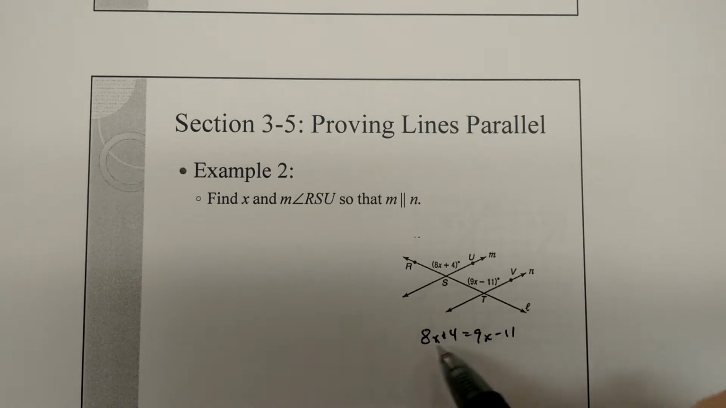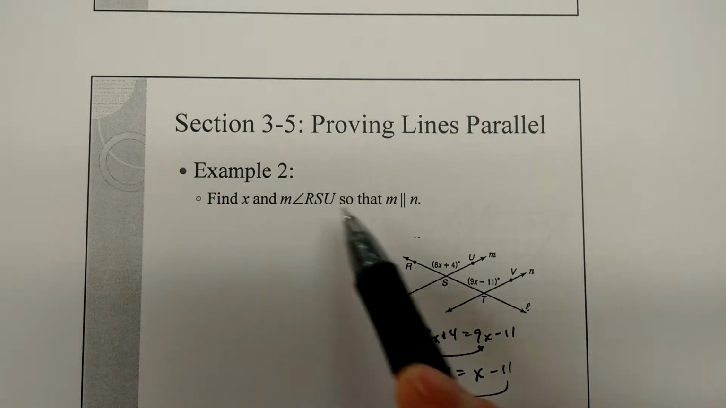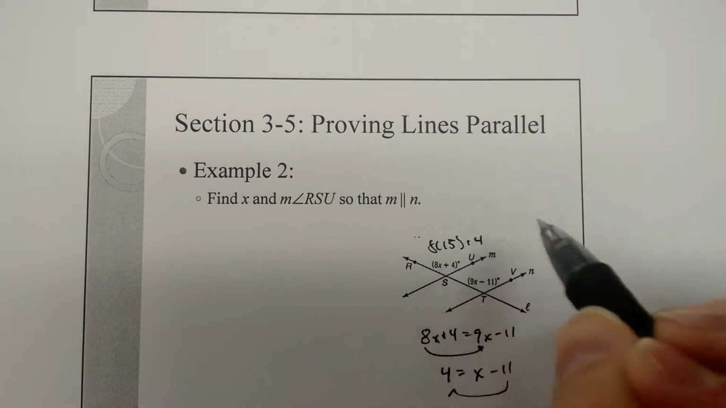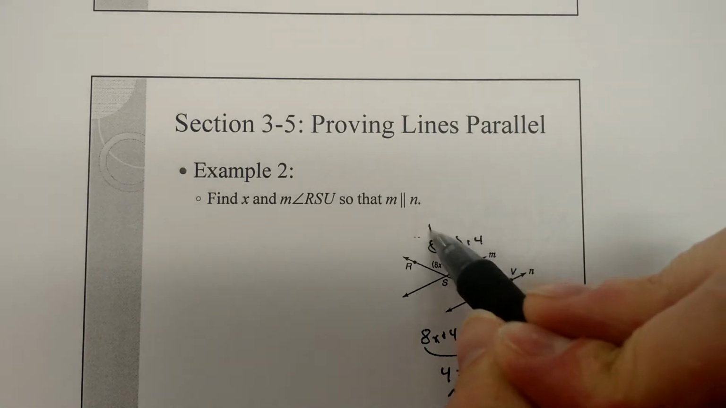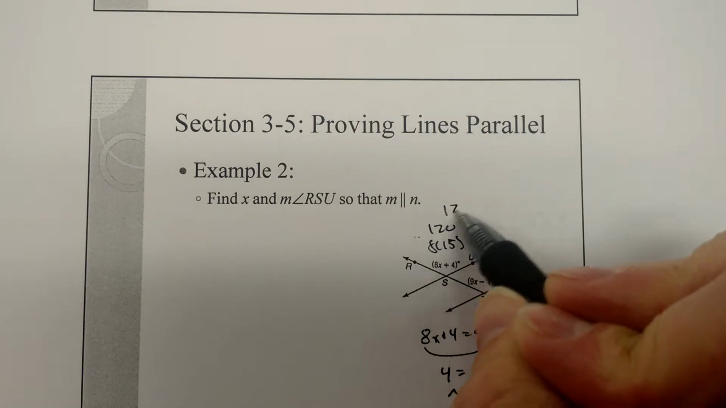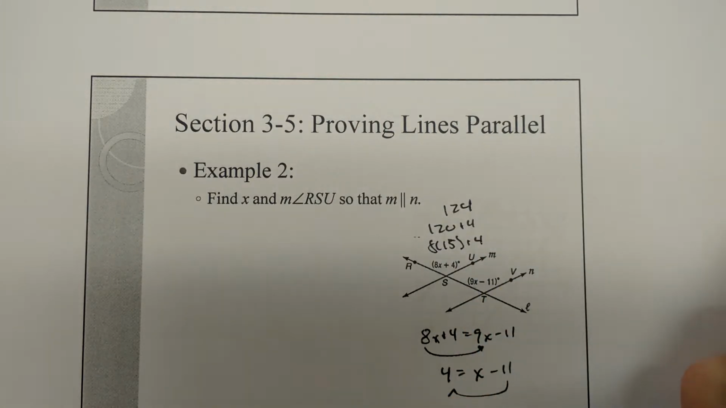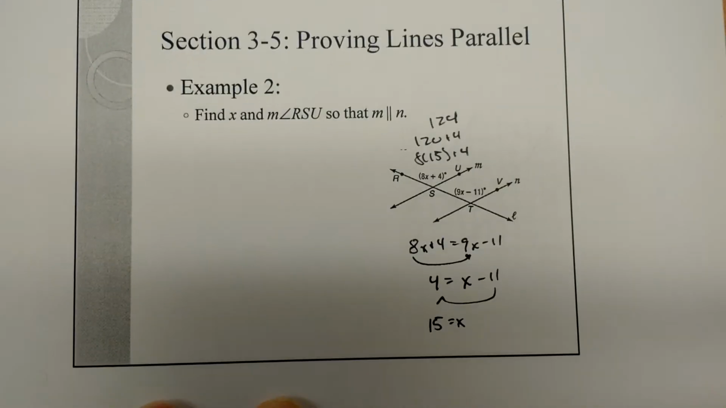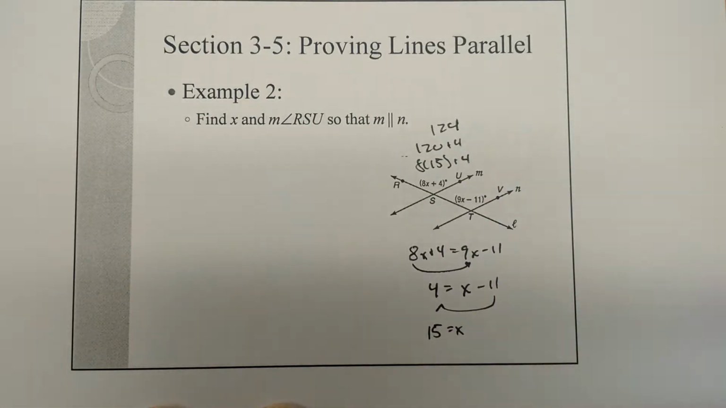So I'm going to bring the 8x over here. So 4 equals x minus 11, bring the 11 this way. 15 equals x, so that's part of the problem, but I still have to find RSU. So 8 times 15 plus 4, that's going to be 120 plus 4, or 124. So both parts. Don't forget to read what the directions are actually asking you to do. So x equals 15 and 124.